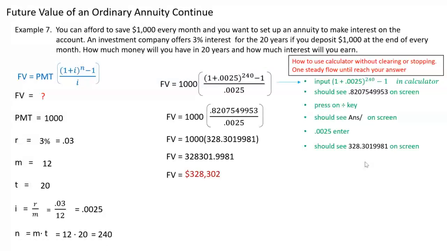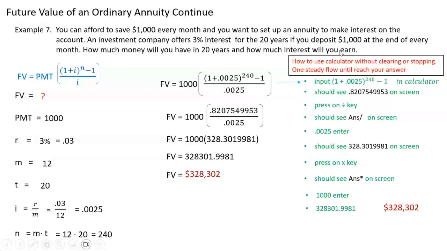328,301.9981. And then you're going to enter the 1,000. Enter 1,000, and that's the answer, guys. So we got the same thing: $328,301, which rounds off to $328,302. Because here, guys, it's 0.99, and remember that you go to the third place of the decimal. If it's 5 or more, you add 1. So you add 1 here, and it's going to go all the way to 302. So it'll be $328,302. So now, how much money will you have in 20 years? That's my answer for the first part.